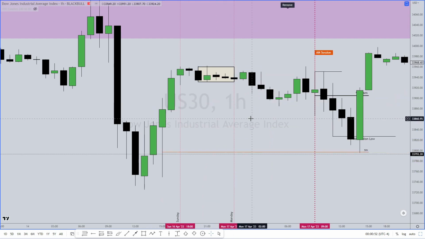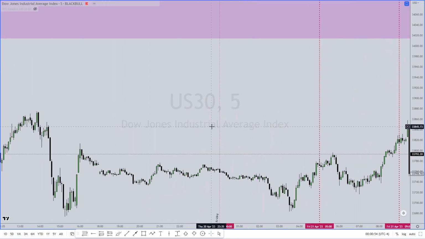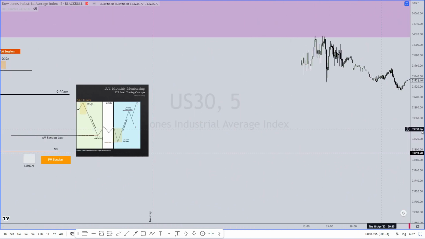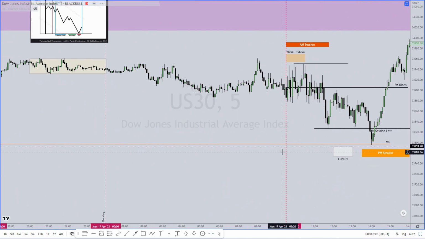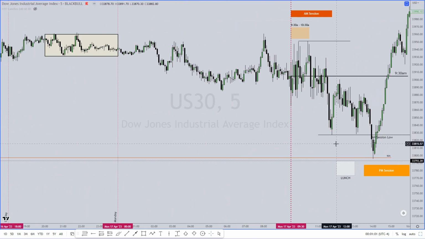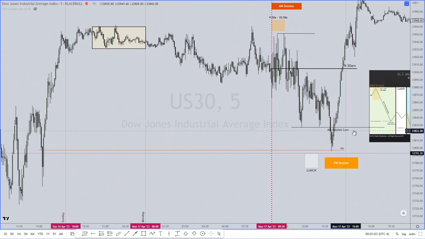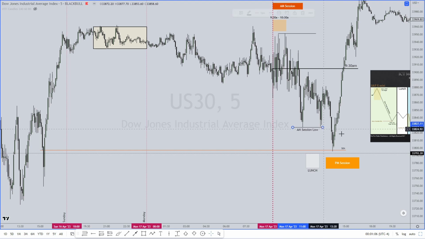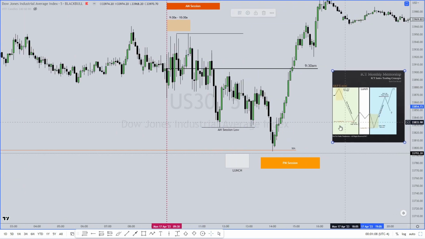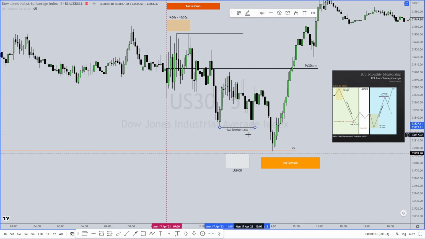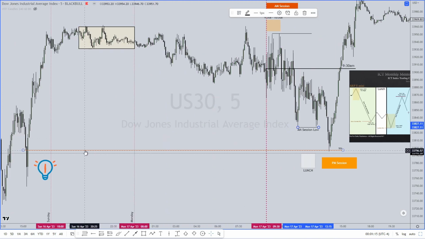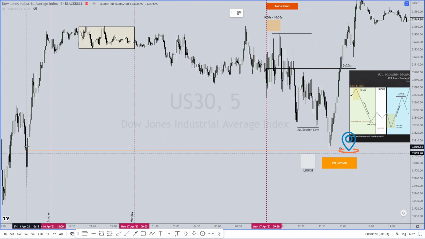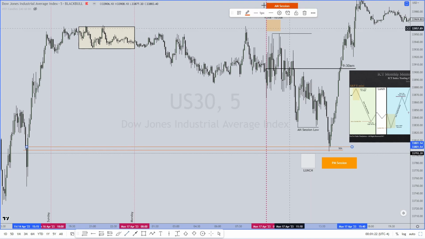So we go back down to the 5 minute. And what we're looking for is some price action below that AM session low that will help us to kick off price. So if this was one of those times, super confident, where you can see at the 50% there is an order block, then that order block could be an entry.